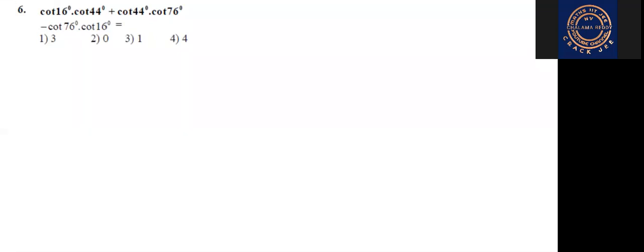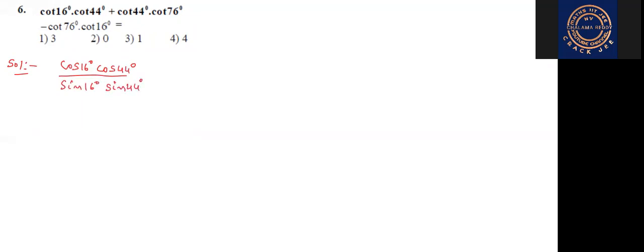Here, cot 16 degrees into cot 44 degrees plus cot 44 degrees into cot 76 degrees minus cot 76 degrees into cot 16 degrees. This is the question. Cot means what? Cos by sin. So write that: cos 16 degrees cos 44 degrees divided by sin 16 degrees sin 44 degrees.